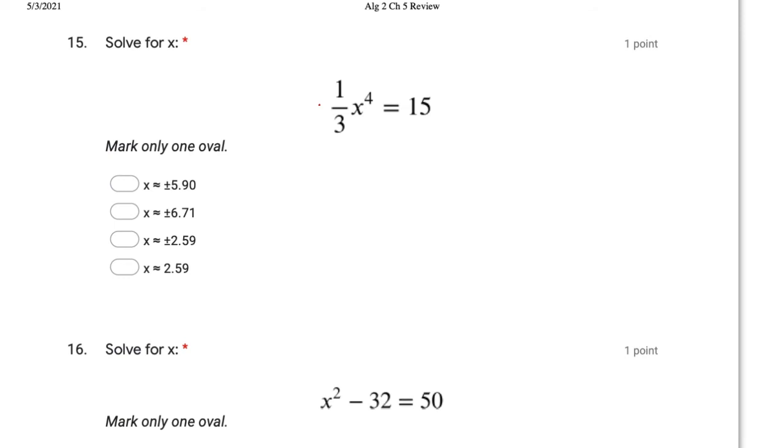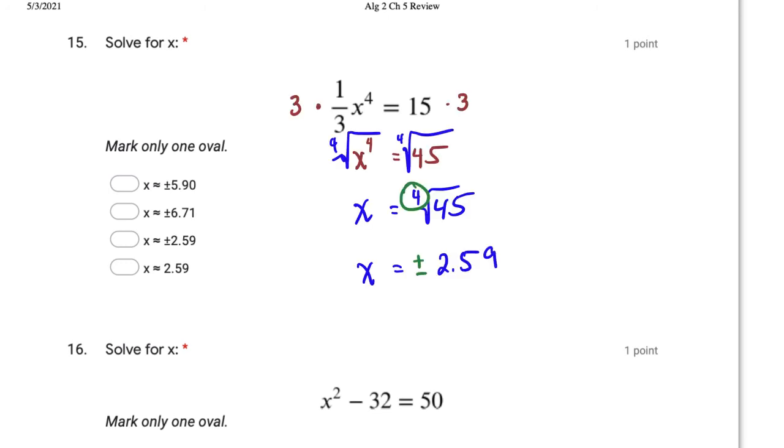So we grab our calculators. This comes out to 2.59. But because you took the 4th root of it, you have to put plus or minus. If you had 4 negative numbers multiplied together, they would give you a positive. If you have 4 positives multiplied together, you get a positive. So in this case, we got to make sure we choose the plus or minus 2.59.